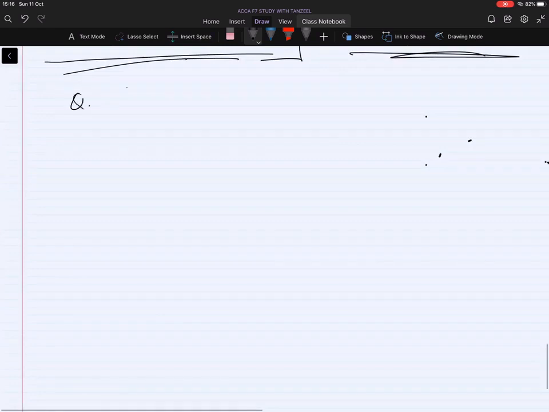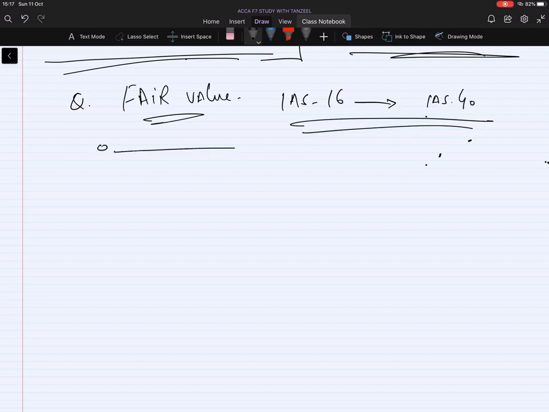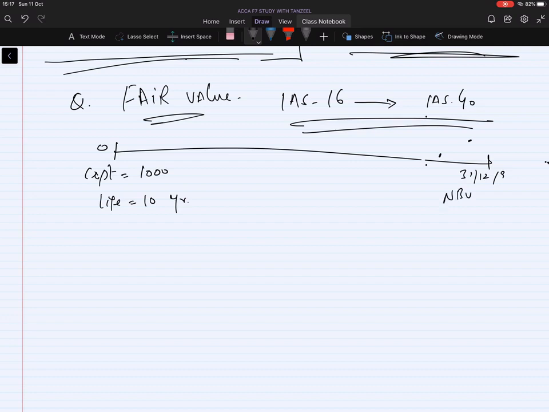And suppose we were using the fair value model, and we are changing between IAS 16 and IAS 40. Suppose the same question: cost is 1000, life 10 years. On 31st December X9, the net book value after depreciation of 100, as we calculated before, will be 900. But if the market value increases to 1200, the net book value will be 900, but the market value is showing 1200.